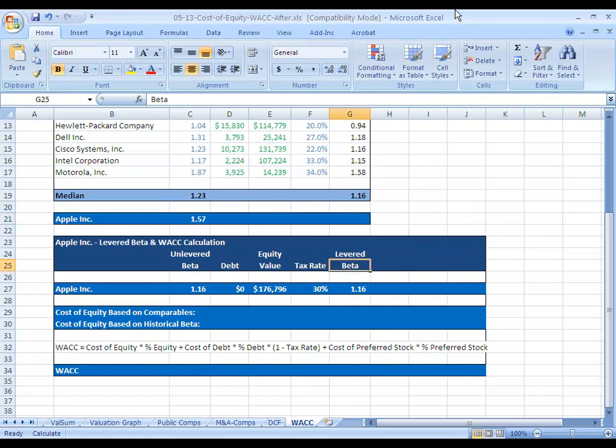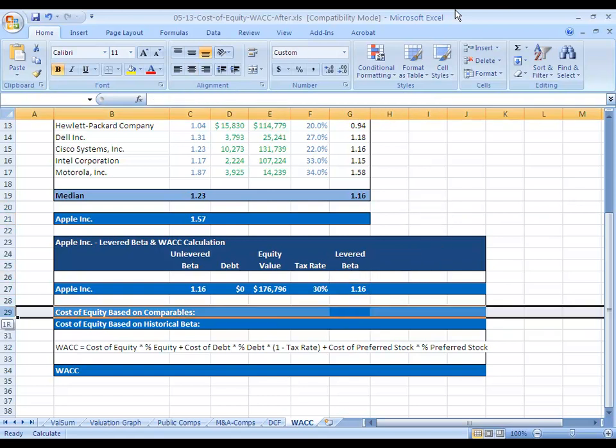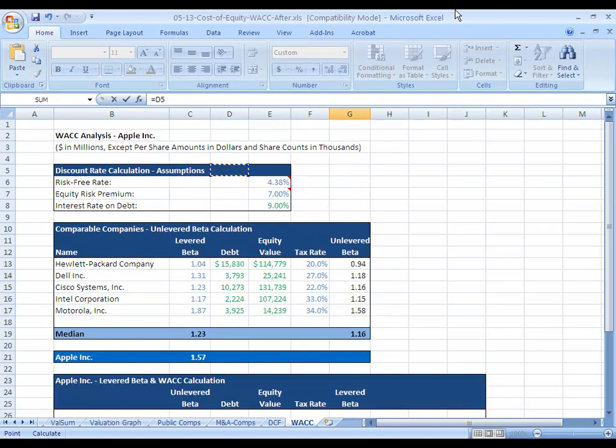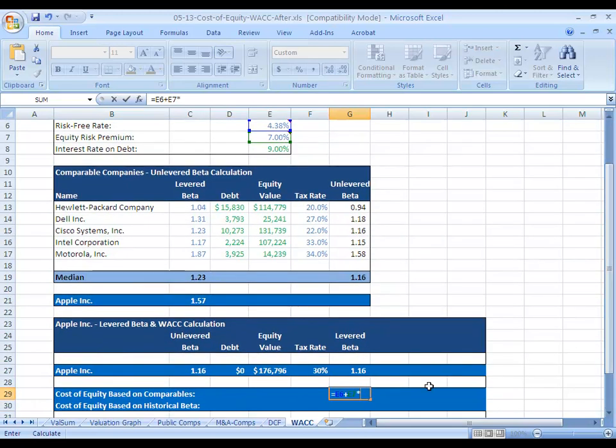So the first calculation I'm going to make is cost of equity based on the comparable companies. And for this one, we're simply going to take our risk-free rate from above plus our equity risk premium right here, and we're going to multiply based on Apple's levered beta right here. Remember that this is coming from the median unlevered beta of the comparable companies, and then we're adjusting it for Apple's capital structure here. In this case, it doesn't really need any adjustment, but nevertheless, that's how the calculation here works. So we get to 12.5%.